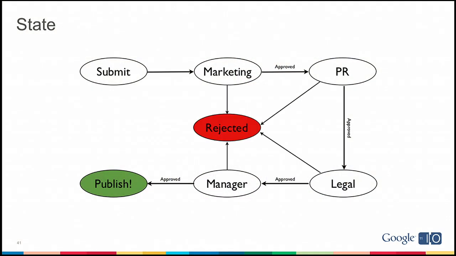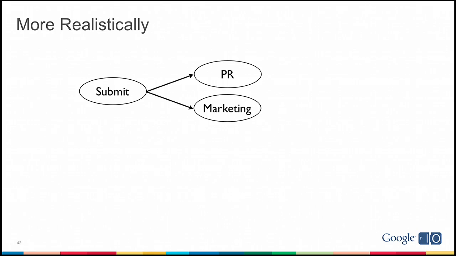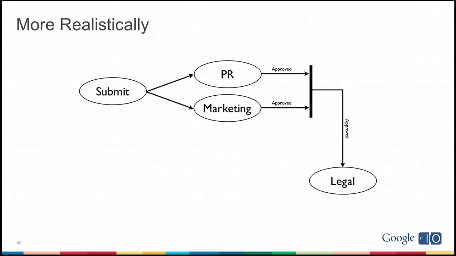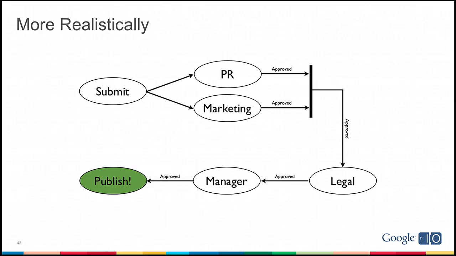And more often than not, something's going to go wrong and you're going to get rejected and go back to step one. To get even more realistic, it would get submitted to PR and marketing at the same time. And then only when it's approved by both at kind of a synchronization point, then it might go to legal, and then to the manager, and then to publish. And these are still probably very basic examples compared to what most of you deal with day to day. But even at this level, we're not going to include rejection because it's just getting too difficult to draw.